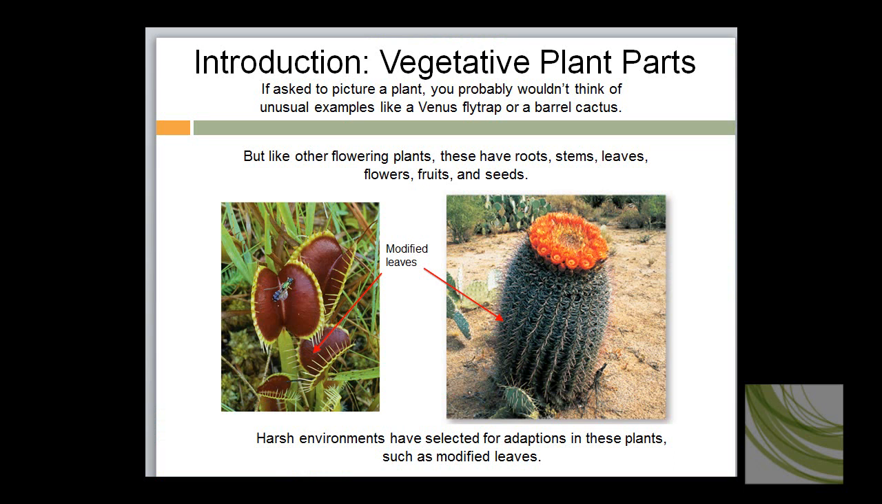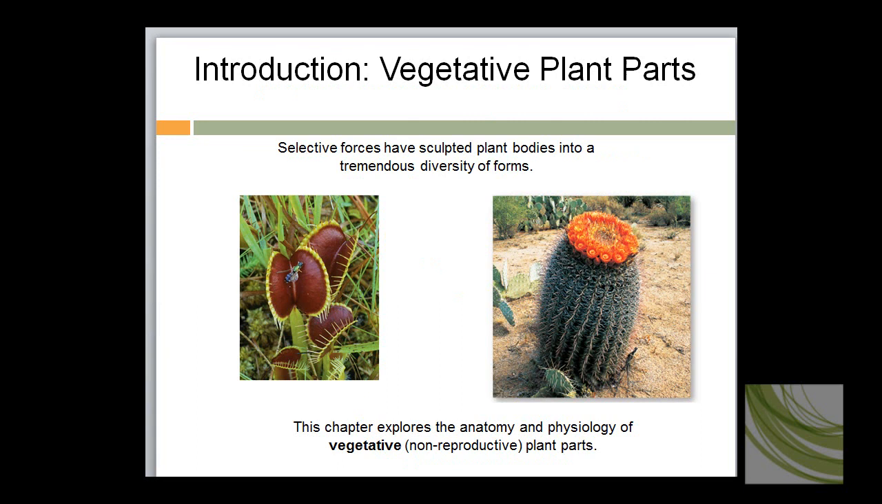Normally, there's a lot of variety in plants, and you don't normally think of things like Venus flytraps and cacti. But these plants also have the same parts as every other plant. They are just adapted to different habitats. And thus they have become things like our Venus flytrap over here, one of many carnivorous plants, and cacti.